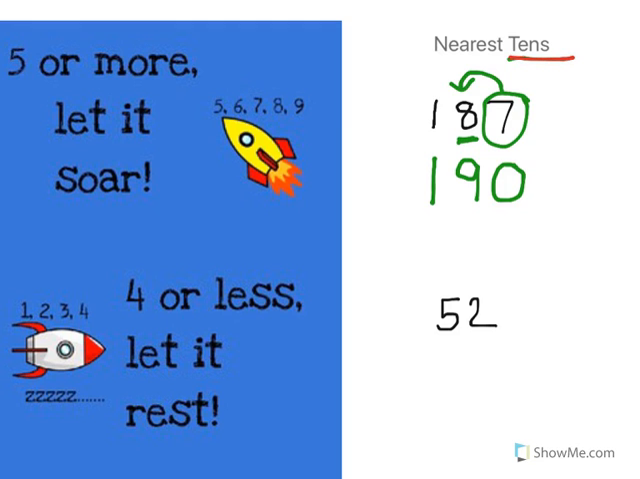Another example, rounded to the nearest tens place, we have 5 in the tens place. The 2 is the boss. The 2 tells the 5 to let it rest, which means to stay the same. So that would create 50.